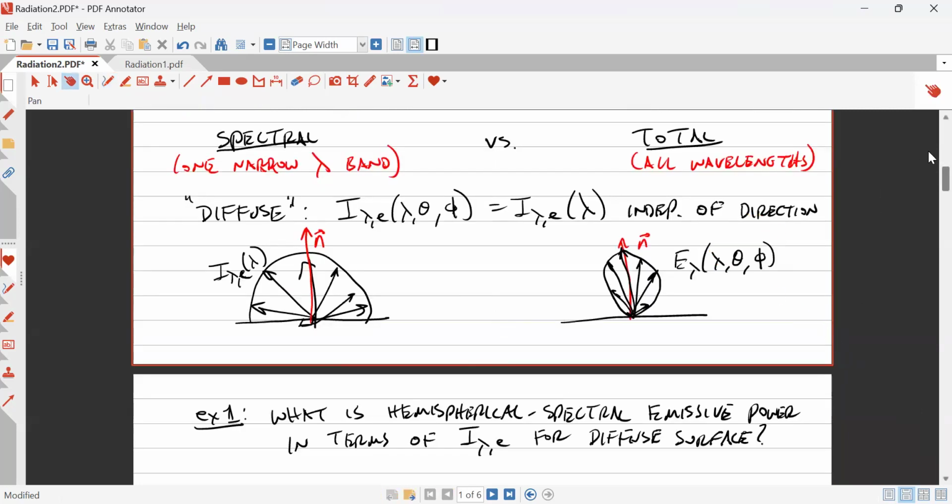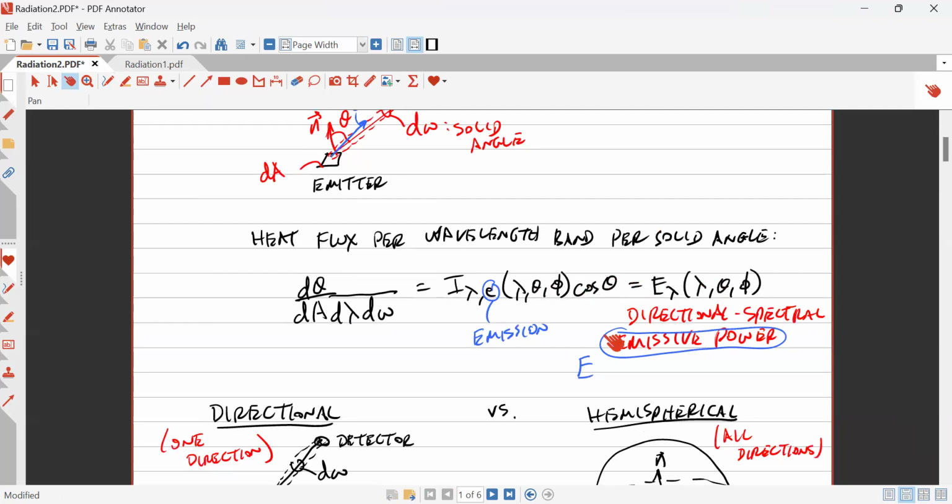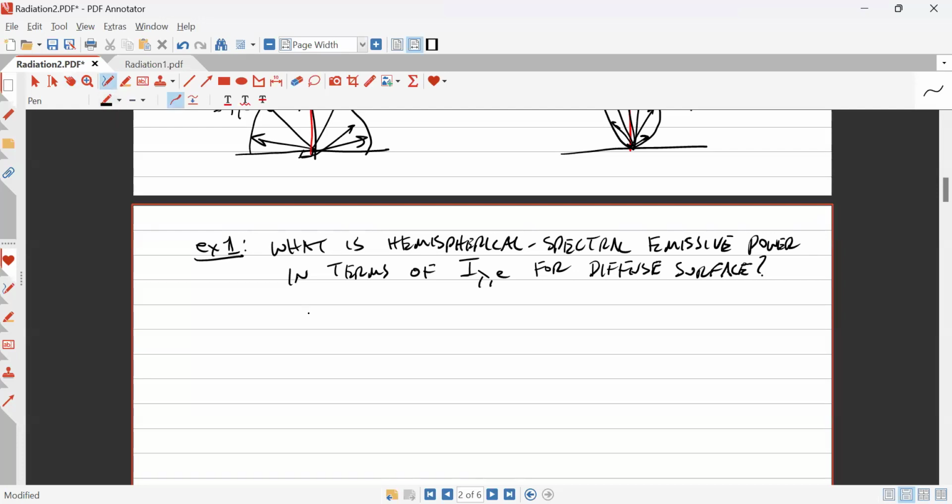Okay, so let's start off by looking at this equation here. We'll bring that down. That's what we know at this point. So we know that E sub lambda equals the intensity times cosine theta. Now, if it's a diffuse surface, we know that I sub lambda,e does not depend on theta and phi. So if it's diffuse, we can simplify this.